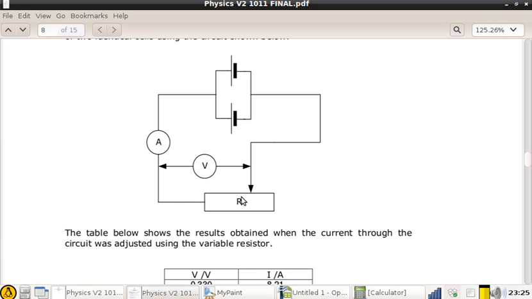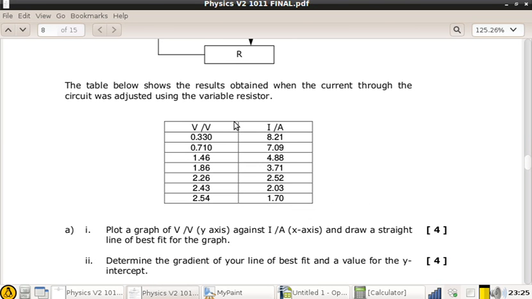We have our circuit as shown. The resistance here can be adjusted, can be changed, and so the voltage will change and the current will change. And this is the power supply here, two batteries in parallel. So the first part of the question, you are given the voltages, the potential differences, and you're given the current. So here is V, here is I, and you're asked to plot a graph of V against I, which is great, and you can do that.